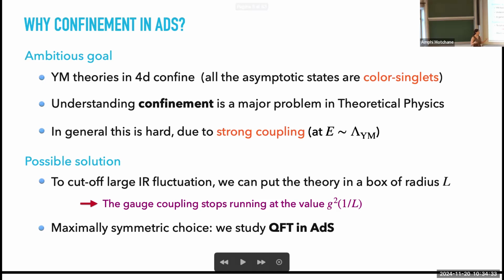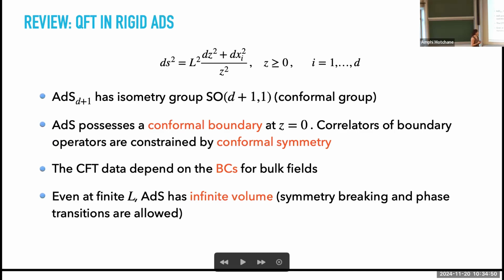The problem is that if we choose a generic box, we may break some of the symmetries of flat space. So the maximally symmetric choice that we can use to study gauge theories in a box is to put them in anti-de Sitter space. Let me explain why QFT in AdS in general, and in particular why QFT in AdS for Yang-Mills theories.